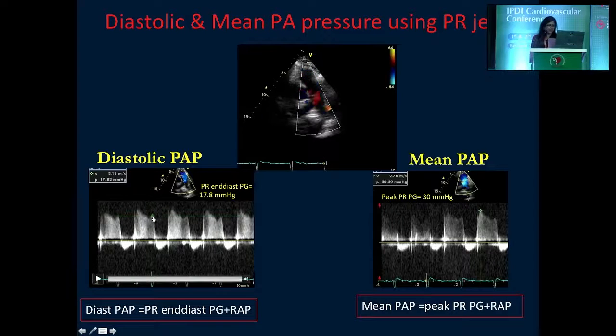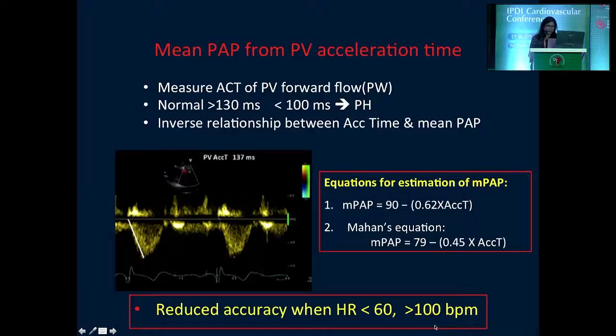End diastolic pressure. With this, we add RA pressure from the IVC, and for the mean pulmonary arterial pressure, we see the peak diastolic pressure plus RA pressure gives the mean pulmonary arterial pressure. And also from the pulmonary forward flow, we can get some idea about the mean pulmonary arterial pressure.